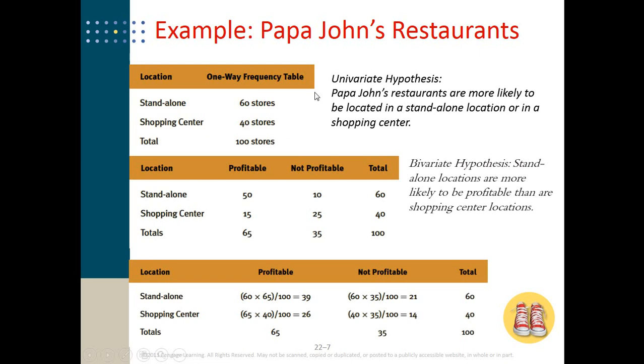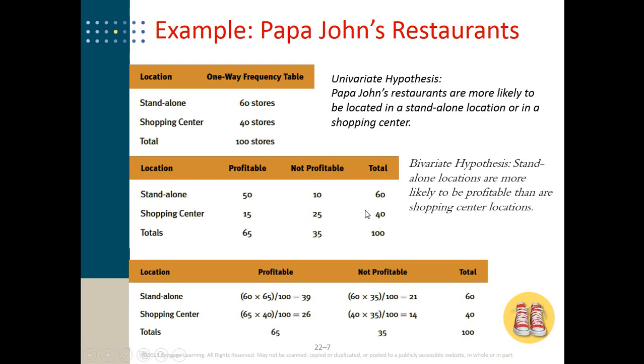We compare this expected frequency with the actual frequency by chi-square test, and we rejected our null hypothesis that expected and actual frequencies are the same. So that was the univariate test. Now we extend this univariate test to bivariate. How do we do that? Look, 60 stores are located in a standalone location and 40 stores in shopping malls.